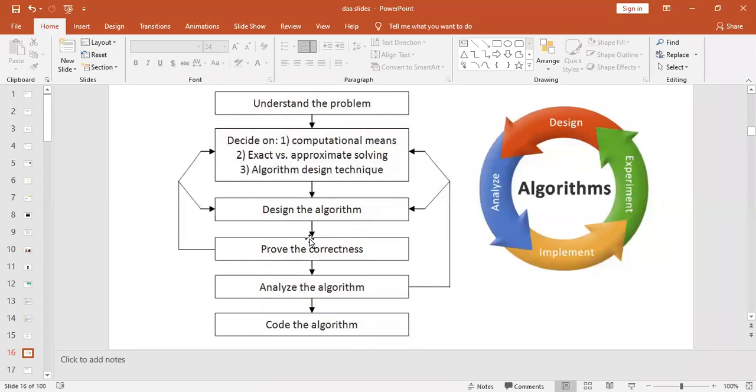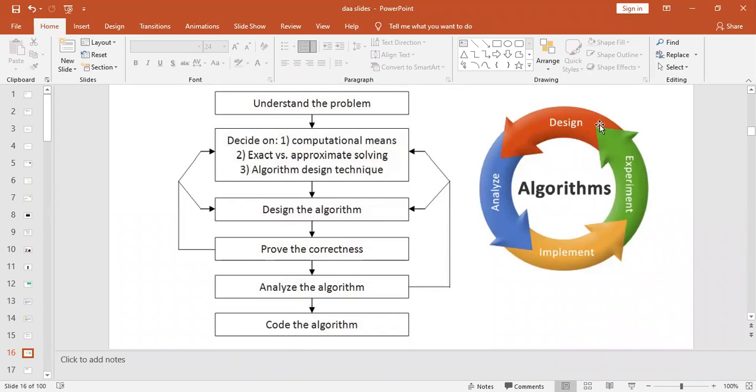Then how correct is the algorithm chosen. If you have taken one algorithm, how does the algorithm suit your problem? So prove the correctness. If you have designed the step-by-step procedure, then you have to prove the correctness. If you prove the correctness, then analyze the program and code the algorithm. If it is working correctly for your problem, then analyze. That we'll see in the upcoming. So analyze and then code.